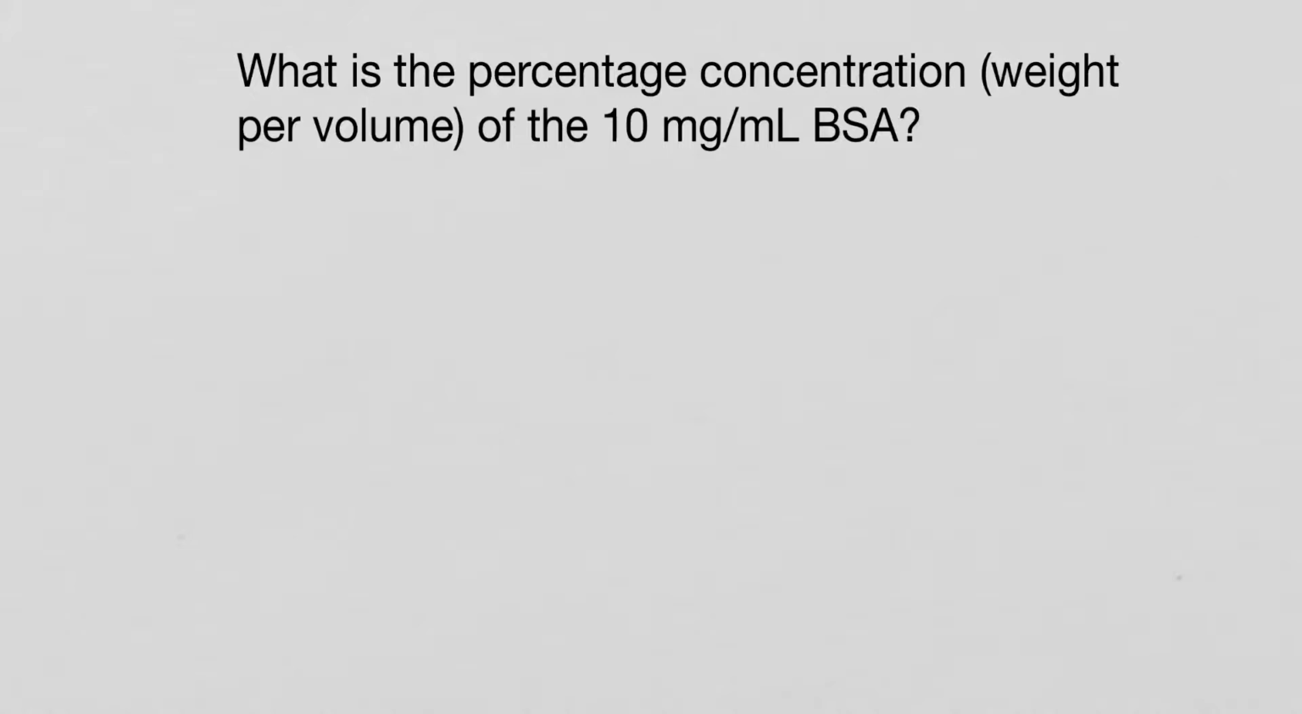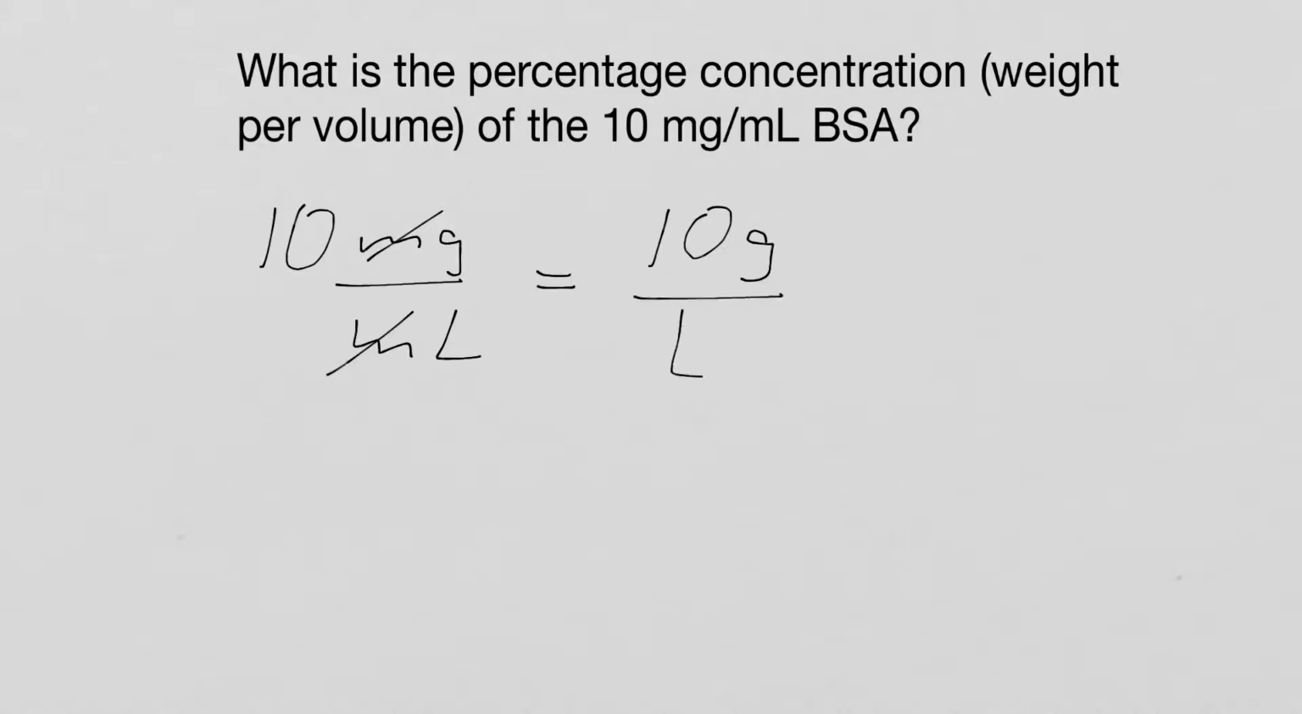So we have 10 milligrams per milliliter. And what we can do with that is we can actually cancel out the little m's, because the m's stand for 10 to the minus 3. We can simply cancel that. So a 10 milligram per milliliter solution is the same as a 10 gram per liter solution.